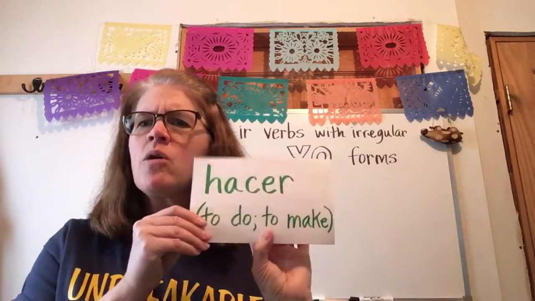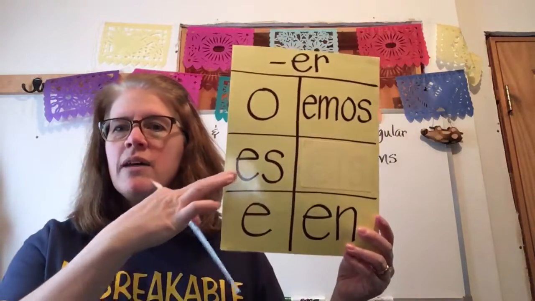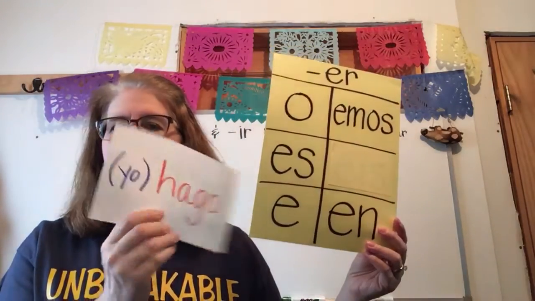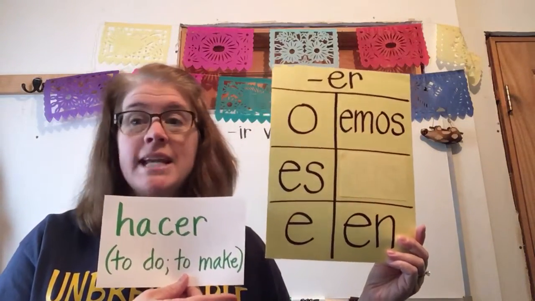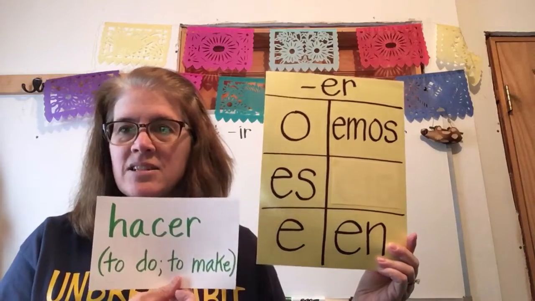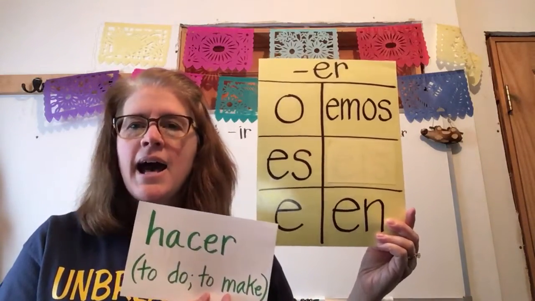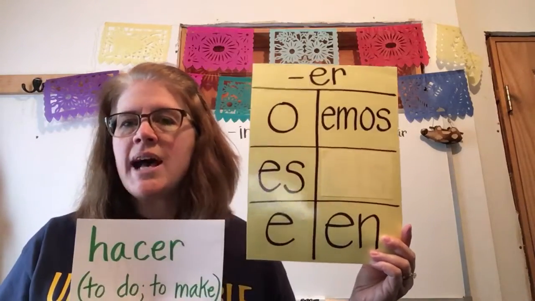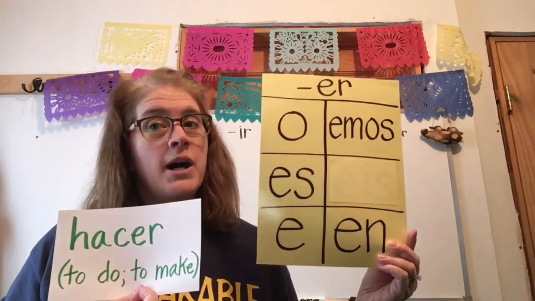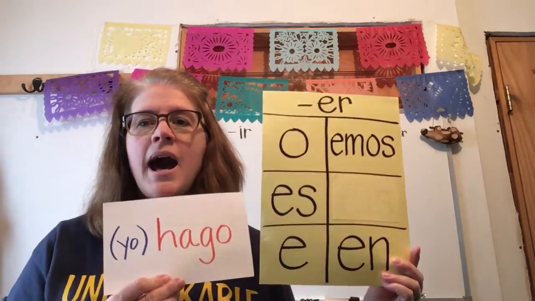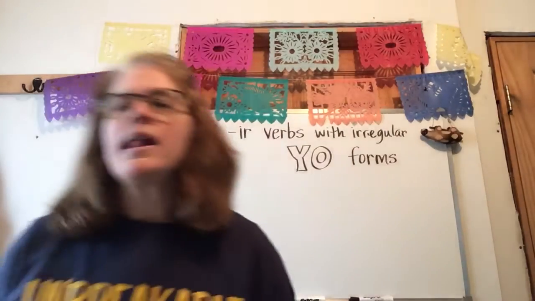Now, what about all of the other forms? Okay, so if you have the tú form, guys, you still follow the pattern. You take off ER and you have HAC and you're going to add ES. So tú haces. Okay, él, ella hace. Nosotros hacemos. Ellos hacen. But yo hago. Got it? Okay. All of these follow that pattern, okay?